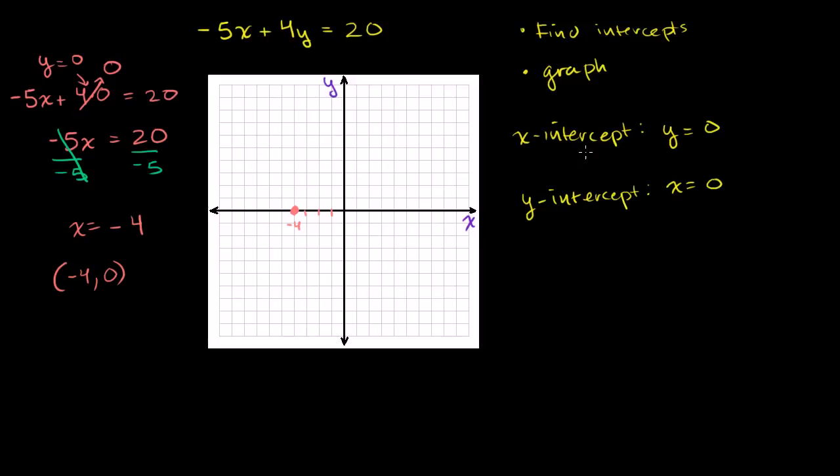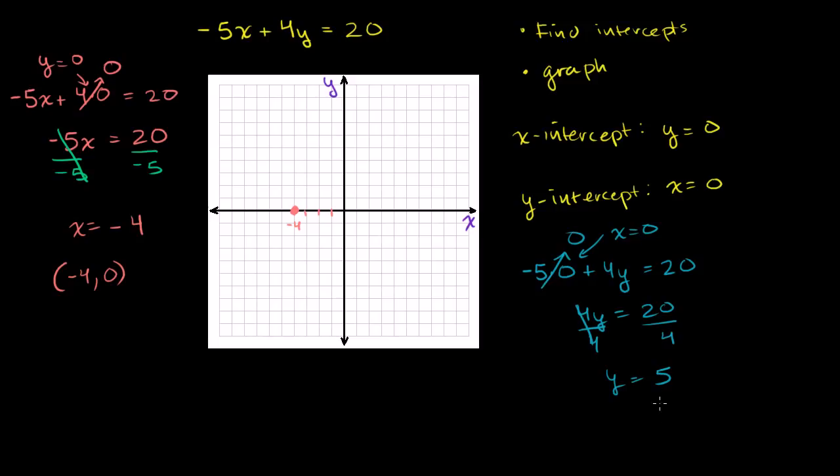Let's set x equal to 0. So if we set x equal to 0, we have negative 5 times 0 plus 4y is equal to 20. Well, anything times 0 is 0, so you can just put that out of the way. Remember, this was setting x equal to 0. We're doing the y-intercept now. So this just simplifies to 4y is equal to 20. We can divide both sides of this equation by 4 to get rid of this 4 right there. And you get y is equal to 20 over 4, which is 5. So when x is equal to 0, y is equal to 5. So the point 0, 5 is on the graph for this line.